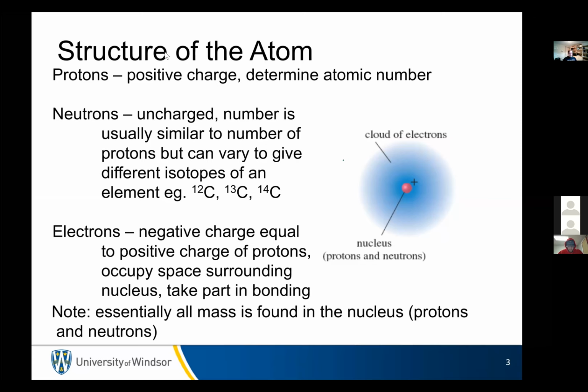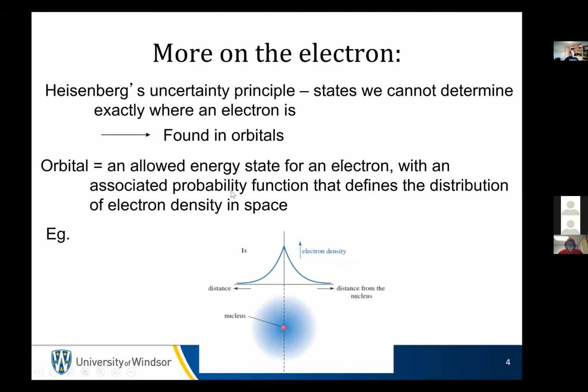Next slide. There we go. Okay, so you can't determine exactly where an electron is, but they are found in orbitals, and orbitals are the places where an electron can be found. They're quantized, there are specific orbitals with specific energies, and the electrons in the orbital have a specific energy. And an orbital is a density function, or a probability function, really.